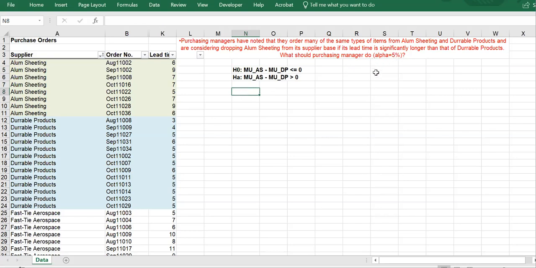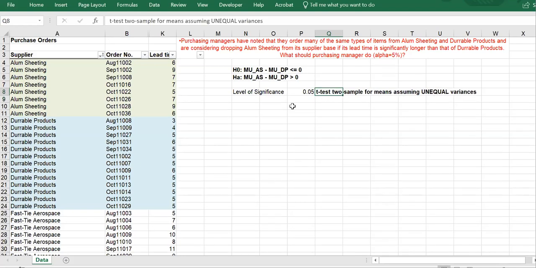The level of significance given to us is 5%. All right. So now, in order to get the value of the test statistic and the p-value, we're going to use the TTest, two-sample test for means, assuming unequal variances. So this is the type of test that we're going to use.